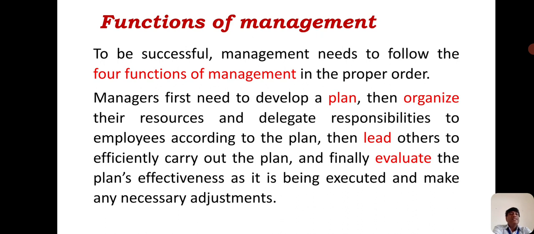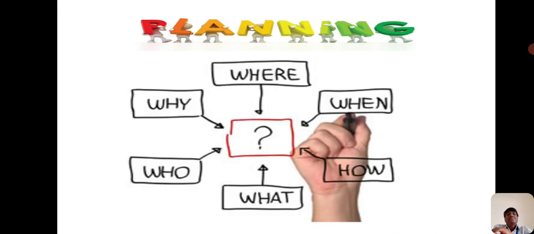Finally, you evaluate the plan's effectiveness, whether the plans have been implemented in the same manner or not, that you need to check being a manager. So evaluation is a controlling activity. So planning and controlling go together. You check the plan's effectiveness as it is being executed and make any necessary adjustments. If there are deviations, you need to take up corrective measures.